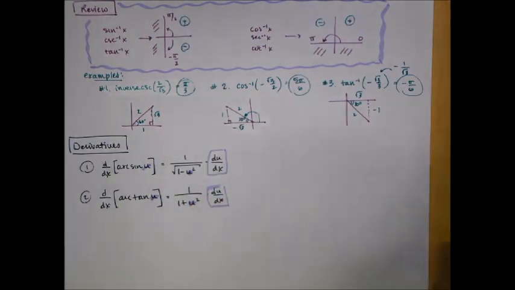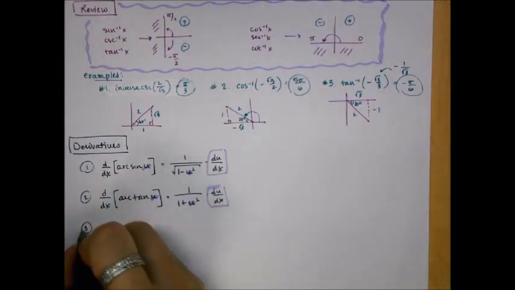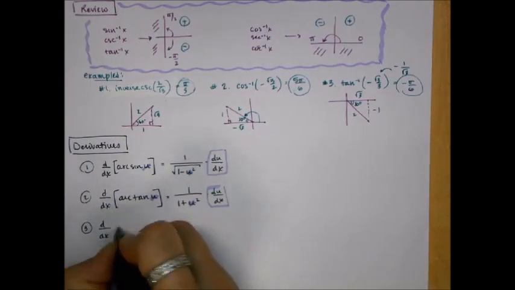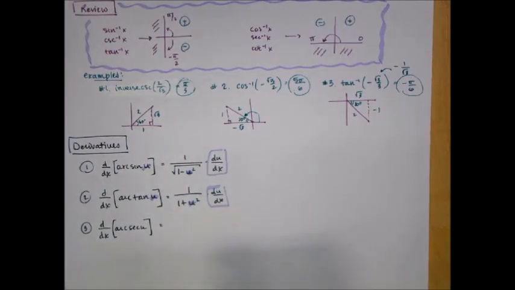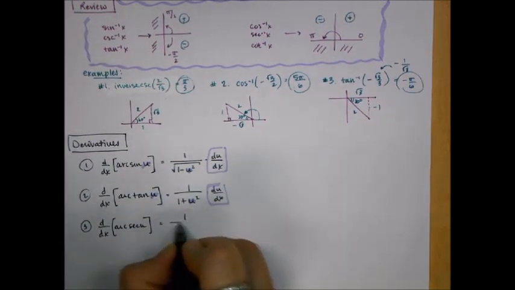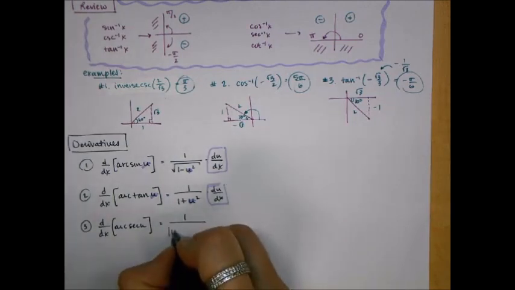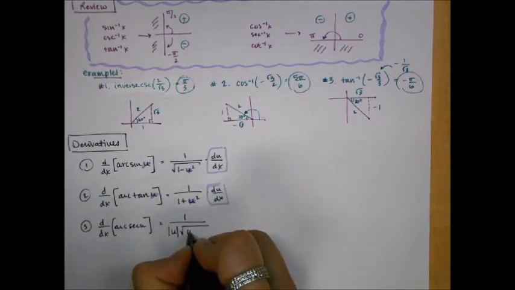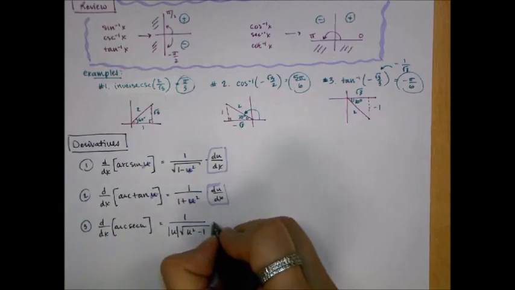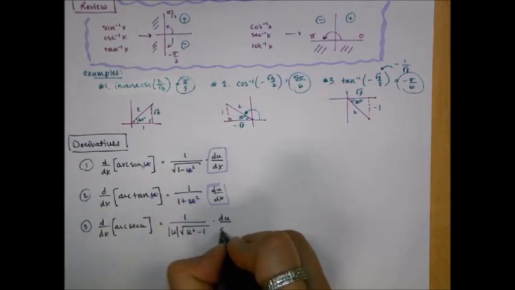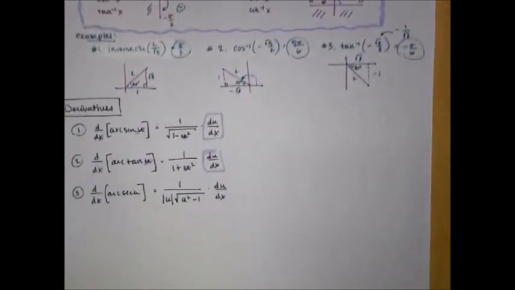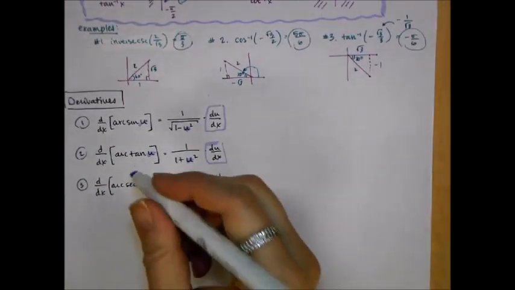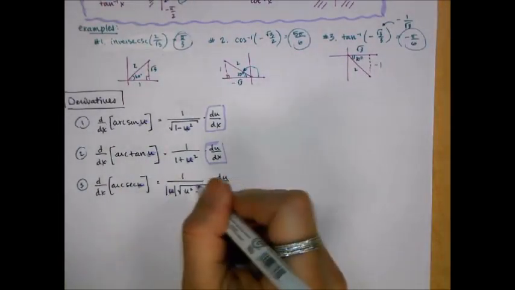The third one is the derivative of arc secant. This is 1 over the absolute value of u times the root of u squared minus 1 du dx. Kind of the ugliest of them all. It's just got the most stuff going on. So again, you take your u term. It actually goes in 2 spots here, times du dx.